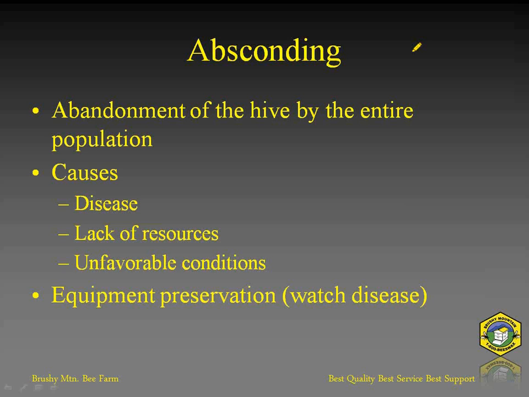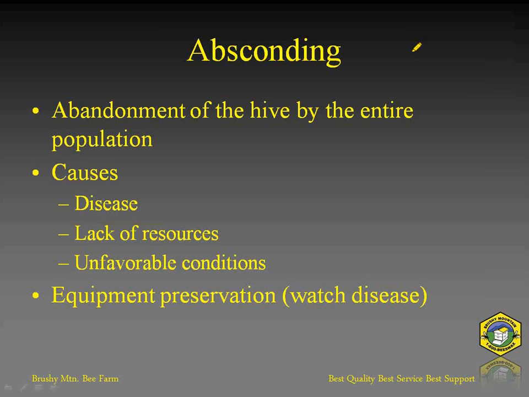This is one of the reasons why Africanized bees, or bees from Africa, are so swarmy. They produce an abundant amount of nectar when it's available, but when resources become scarce, they will swarm and go look for additional resources. So lack of resources, generally speaking, is not a huge factor with abandonment, with absconding. It's usually more disease, or something going wrong with that equipment or the surrounding environment.